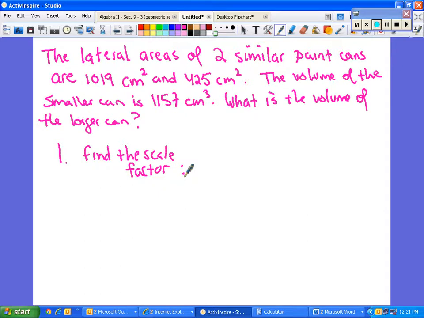All right, so we start off with the ratio of the surface areas. So we have the ratio of the surface area, which is a squared to b squared. The book uses big over little. So the book uses 1019 over 425.